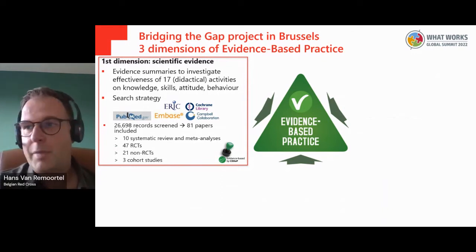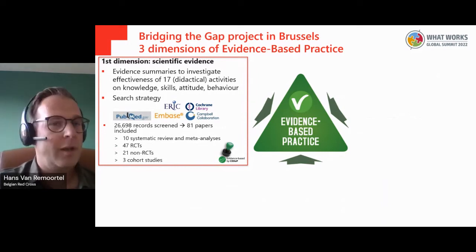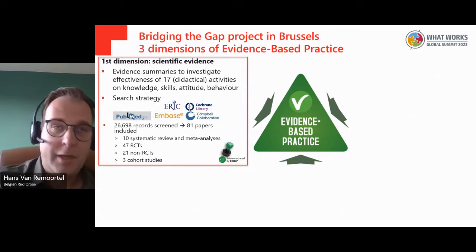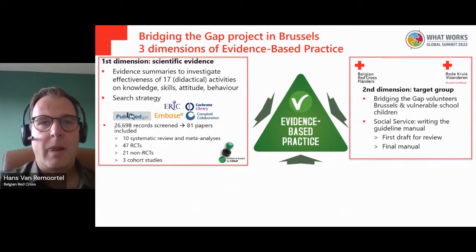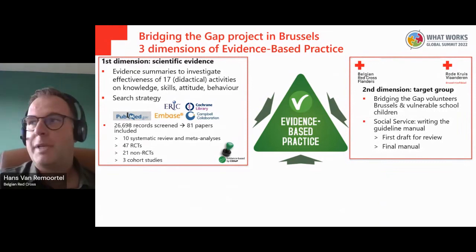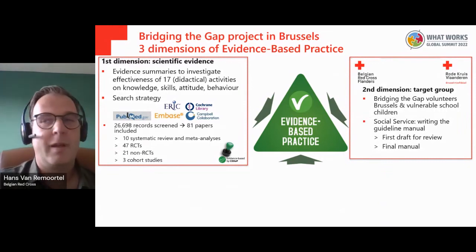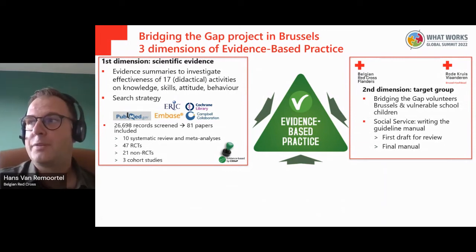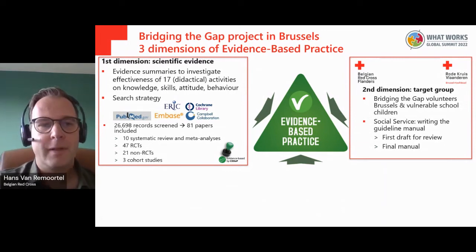which were a mix of systematic reviews. Most predominantly were the RCTs, non-RCTs, and a few observational studies, 3 cohort studies. Now, in addition to the scientific evidence, the second pillar of evidence-based practice is the preferences and values of the target group, which is in this case the Bridging the Gap volunteers and the vulnerable school children.